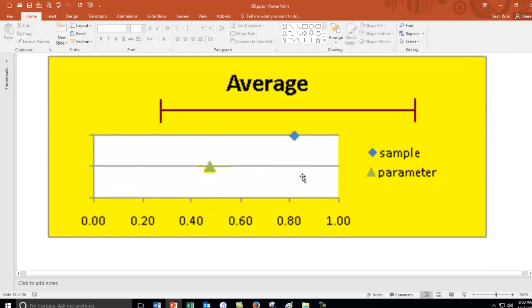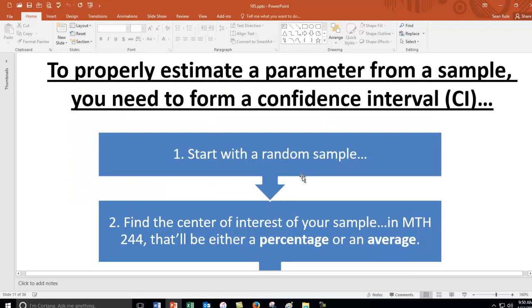Okay, so I'm going to give you a quick little 3-step program, and then we're going to go to the board and play with an example we'll look at in a second. What you're going to do is construct a confidence interval from a sample. It's a 3-step process, pretty straightforward. First thing you do is you draw your random sample.